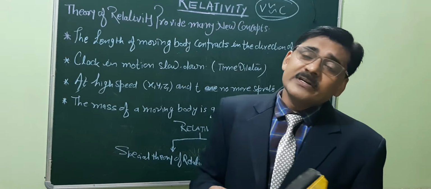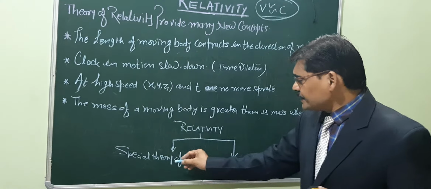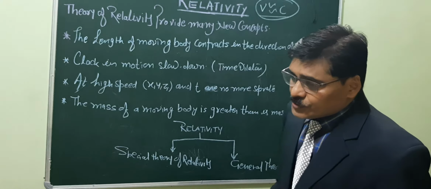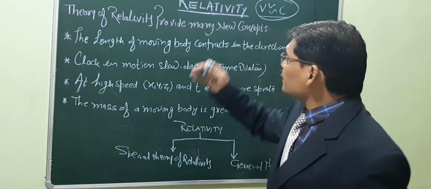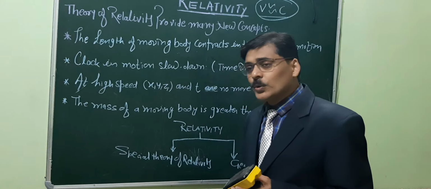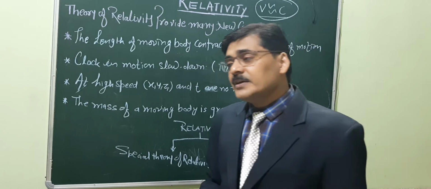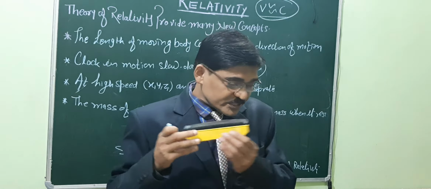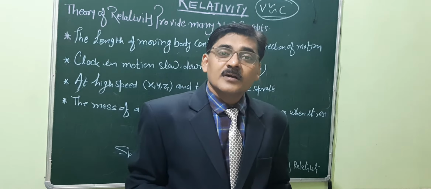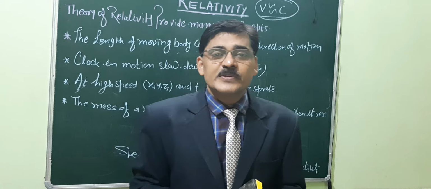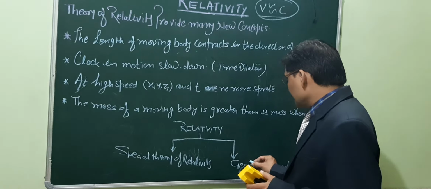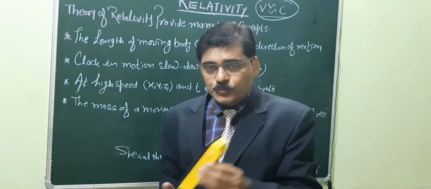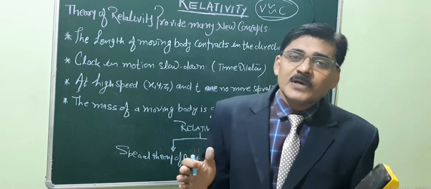But relativity is divided into two parts. The first part is called the special theory of relativity, and the second part is the general theory of relativity. Here we are going to explain relativity on behalf of the special theory of relativity. What is the special theory of relativity? It deals with an observer who moves with constant speed or is at rest. That is called the special theory of relativity. The general theory of relativity deals with an observer who is speeding up and slowing down. So these are the bifurcations of relativity.